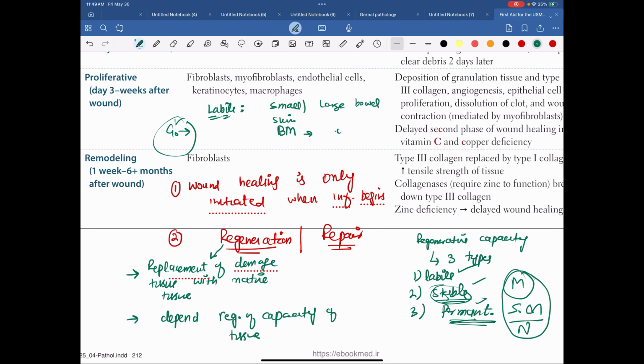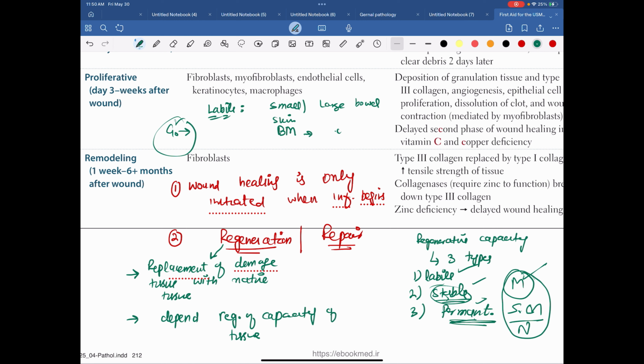What are the examples of permanent cells? First of all, these are those tissues which don't have the ability to regenerate. Please remember the examples of these tissues: skeletal muscle, cardiac muscle and neuron. These are the important examples of the tissues which you have to remember. This is all about regeneration.